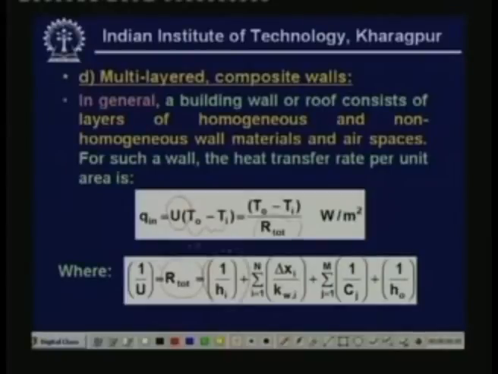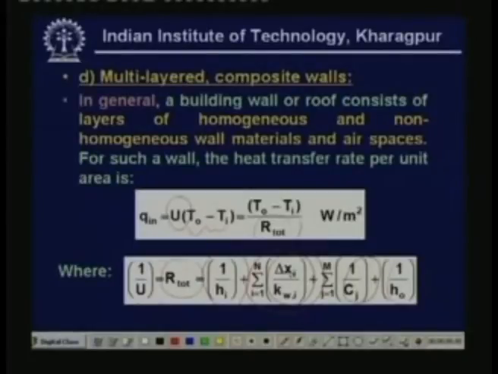Here this factor 1 by H subscript I is the internal resistance due to inner conductance, and this factor sigma I is 1 to n delta x by k w i is the sum total of the conduction resistances offered by all the homogeneous walls. So this holds for all homogeneous walls, and this one takes care of all non-homogeneous walls as well as air spaces. And finally 1 by H naught, this takes care of the outer resistance. Outer resistance due to conduction and convection and radiation.